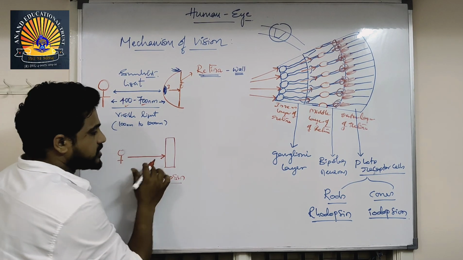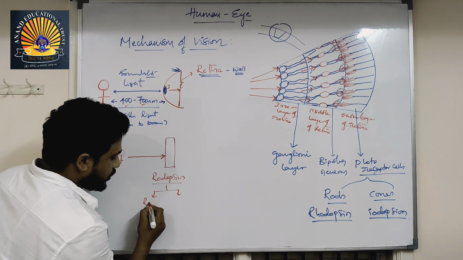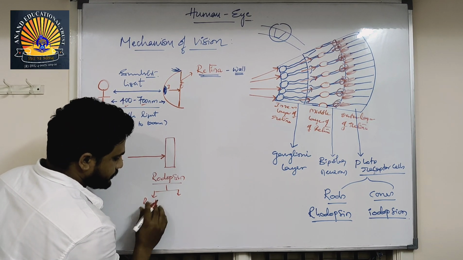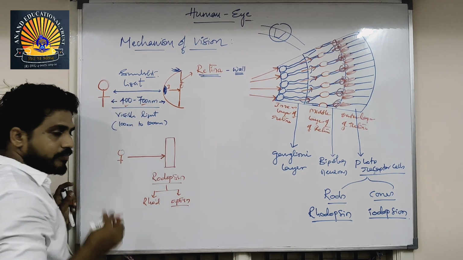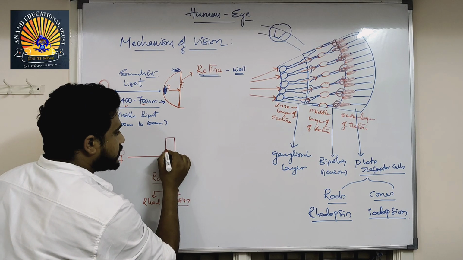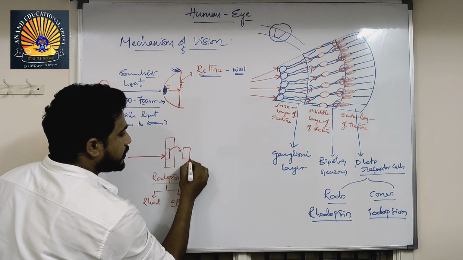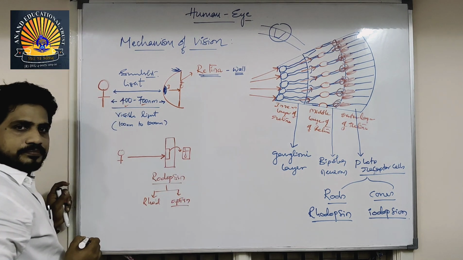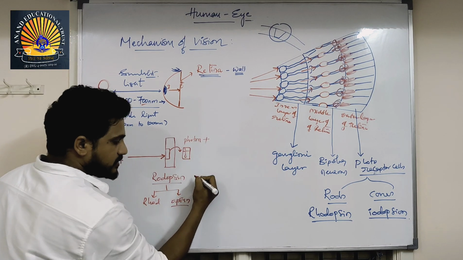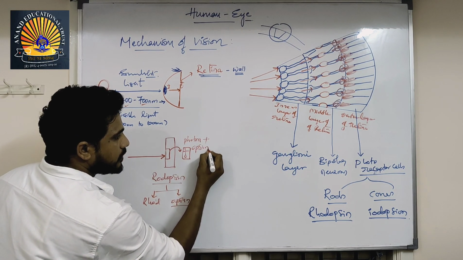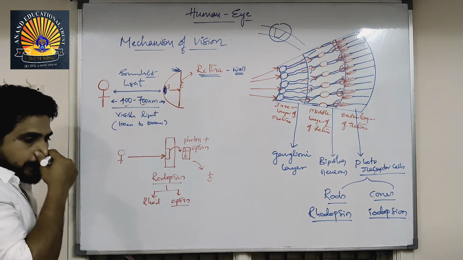When it hits the rods, rhodopsin consists of two things: retinal and opsin. Here opsin is a protein. This photon directly hits one part. Then this part will be flipped. It will become inverted. So what happened here? Photon plus opsin come together. Inverted, reversed. Let me explain.